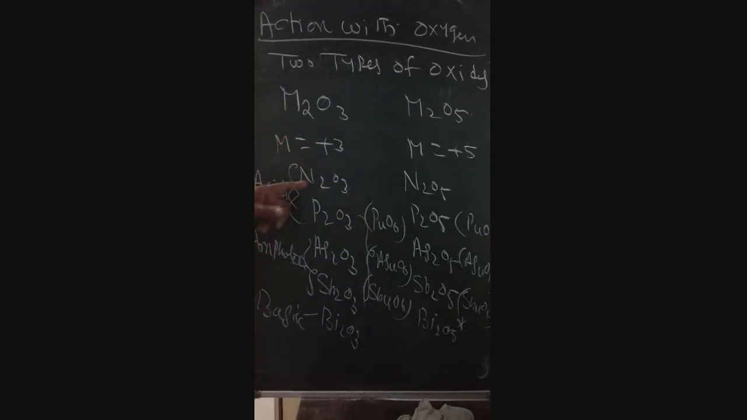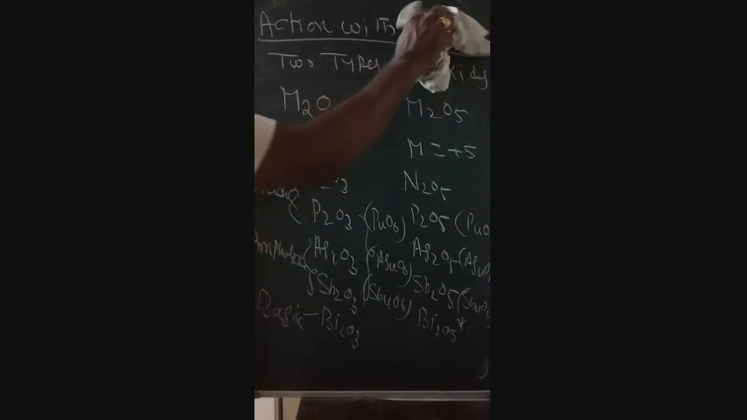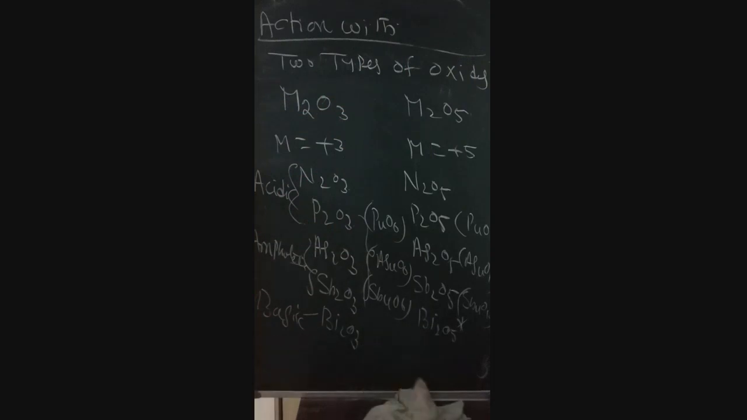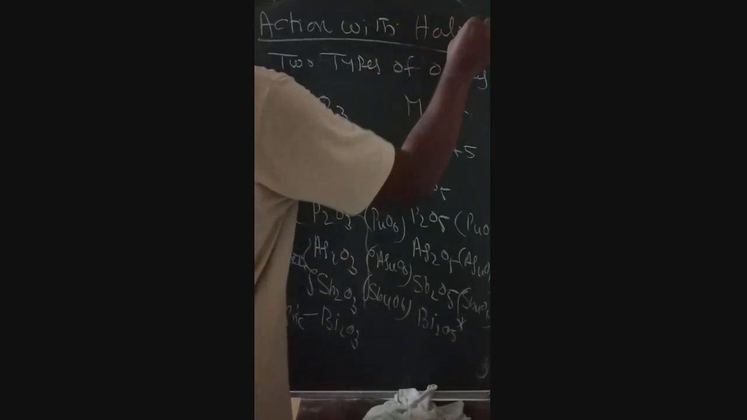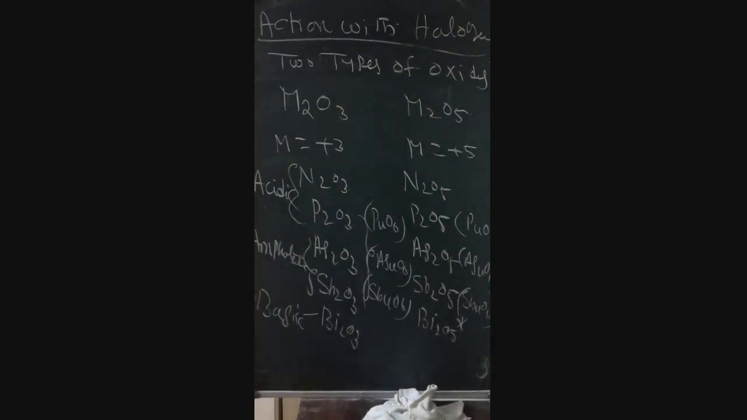Okay, that is the reaction with the oxides. Especially N2O3 exists only as a monomer, like N2O5 also exists as a monomer only. So these are the oxides. Next, the reaction with the halogens.